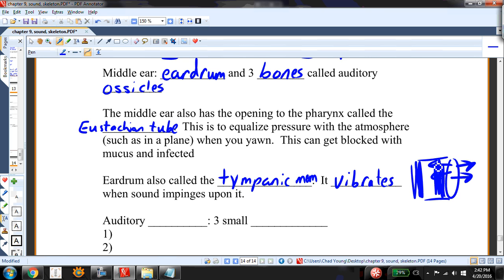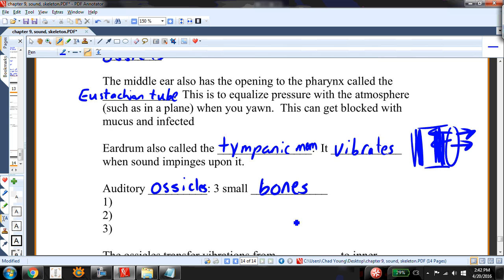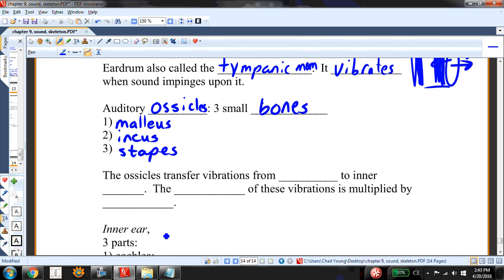Okay, the auditory ossicles are three small bones. The malleus, incus, and stapes. These ossicles will transfer vibrations from the eardrum to the inner ear.